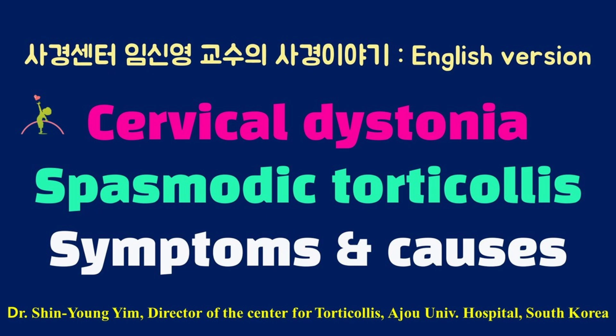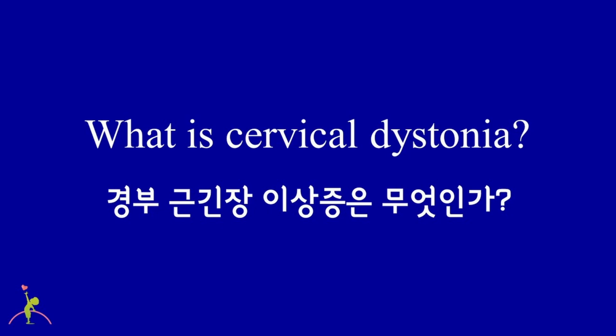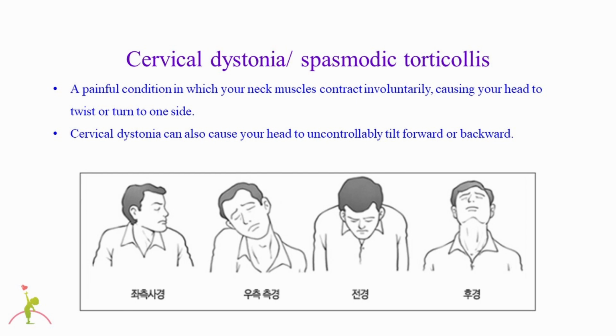Today, I am going to tell you about the symptoms and causes of cervical dystonia. What is cervical dystonia? Cervical dystonia is also called spasmodic torticollis. Cervical dystonia, a painful condition in which the neck muscles contract involuntarily, causing the head to twist or turn to one side. Cervical dystonia can also cause your head to uncontrollably tilt forward or backward.